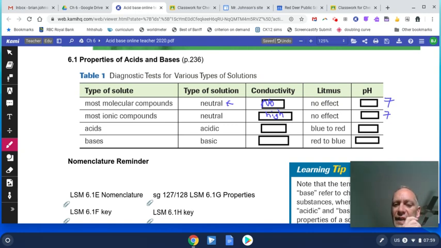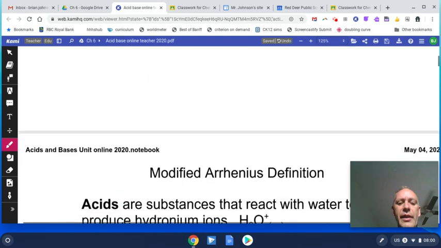Acids. So acids ionize, they turn into ions, which means they will have high conductivity and their pH is less than 7. And bases also dissociate. So acids ionize and bases dissociate. The net result of both of those is you get ions. And if you get ions, you have high conductivity, and bases have a pH greater than 7. Okay, so those are diagnostic tests for 4 different types of solutions. And now we're moving on to the meat of today's lesson.